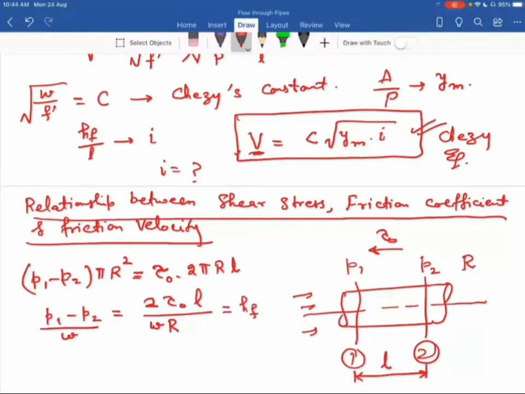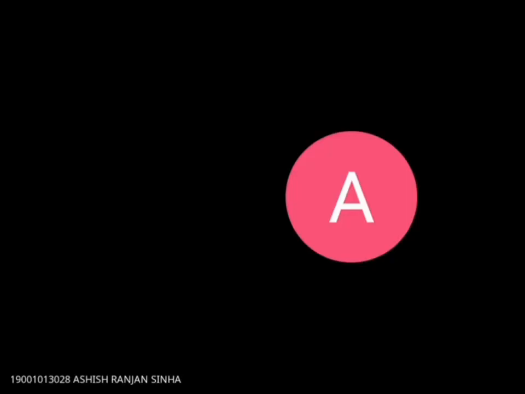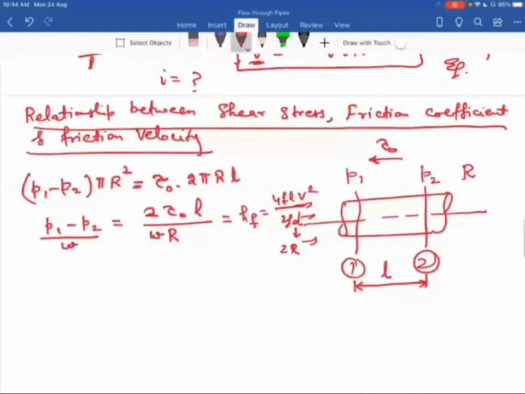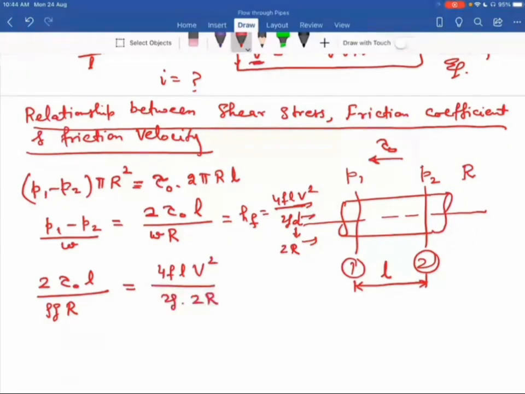Further, this h_f for a circular pipe is equal to 4 f L V square divided by 2 g D. So D you can write as 2 times R. Now you can write 2 times tau O L divided by W, the specific weight, which I can write as rho g into R, should be equal to 4 f L V square divided by 2 g into diameter, which is 2 times R. So from here I can write the formula for 4f: 4f is equal to 8 tau O divided by rho V square.